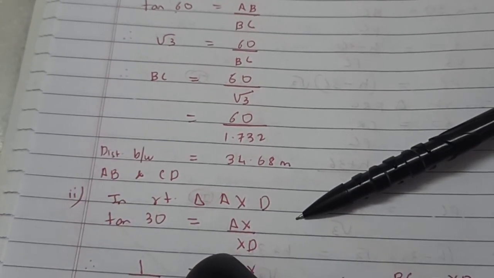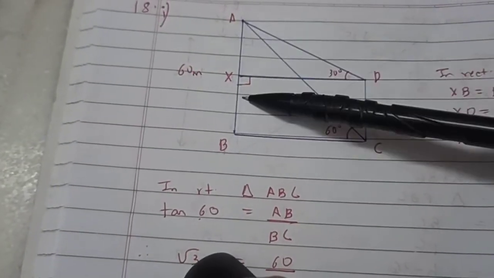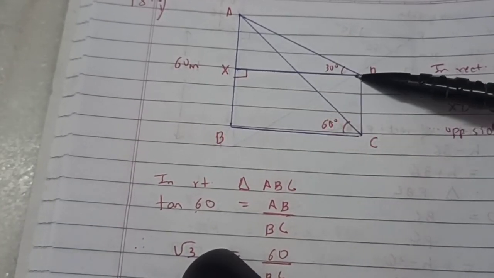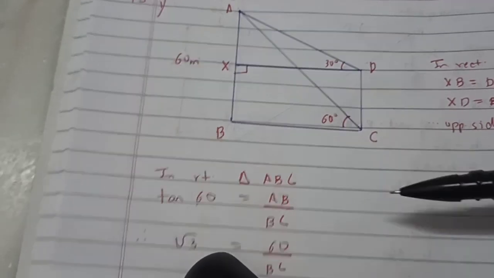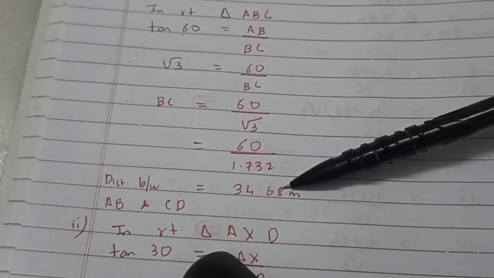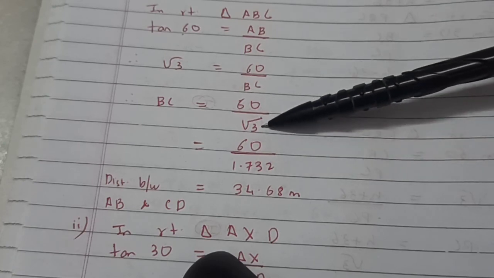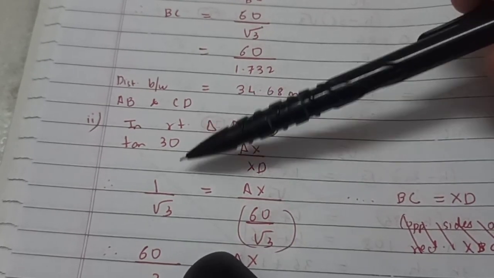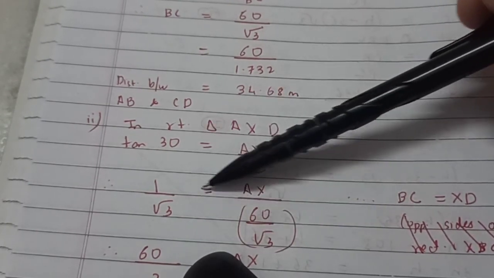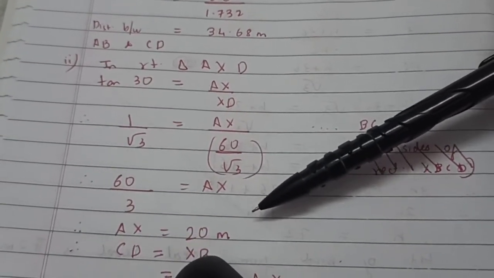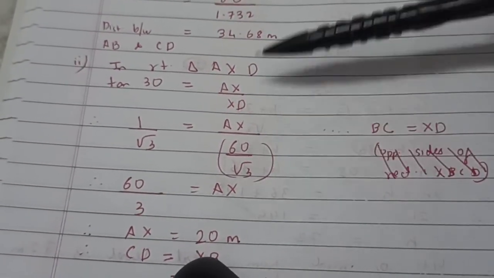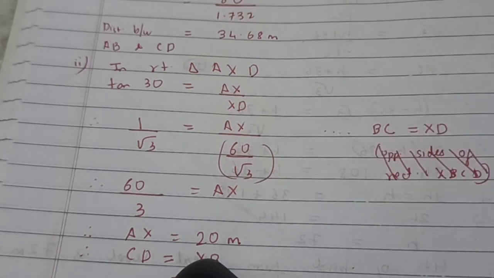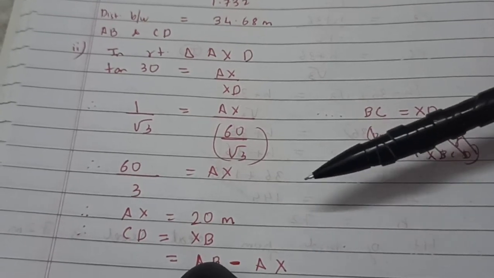Next, Roman number 2. In right triangle AXD now, we know the value of XD because that is same as BC. But you don't use the decimal value of BC, use 60 upon root 3 value. So XD is 60 upon root 3, tan 30 is 1 upon root 3. This goes up, get AX alone, which comes out to be 20 meters. If you would have used a decimal value, then you would have got a decimal answer like 20.01 or something, which would have been acceptable as well, but that wastes your time.